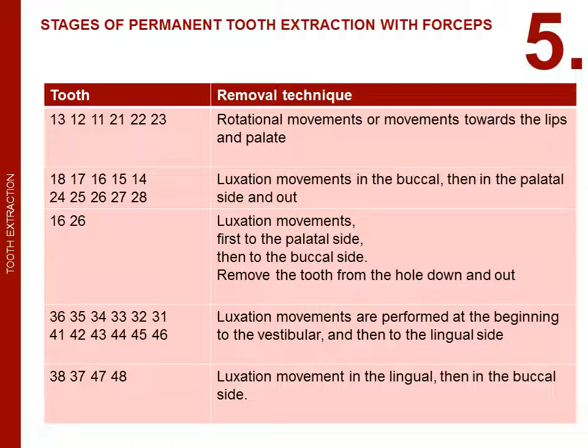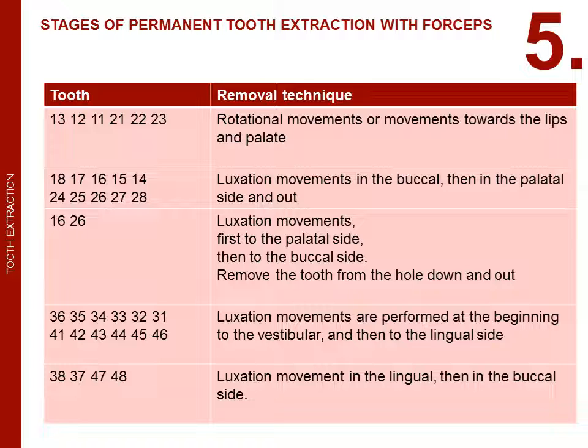When removing the lower first molar, premolar, canine, and incisor, luxation movements are performed at the beginning to the vestibular and then to the lingual side. The walls of the sockets of canines and incisor teeth are thinner on the vestibular side. In the first molar and premolar teeth, the socket walls have the same thickness.